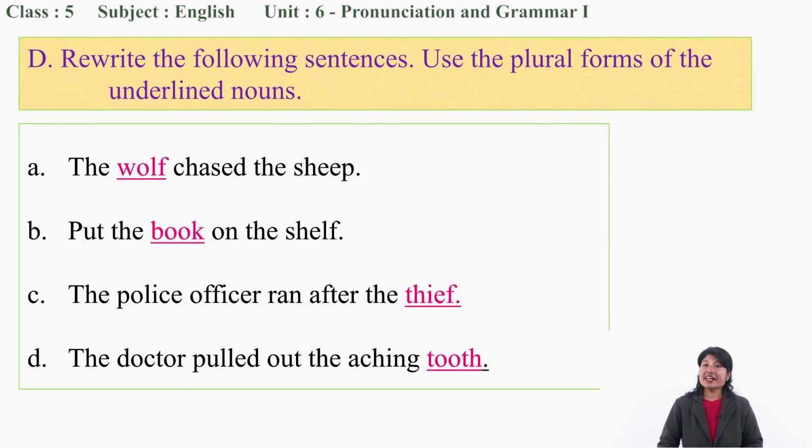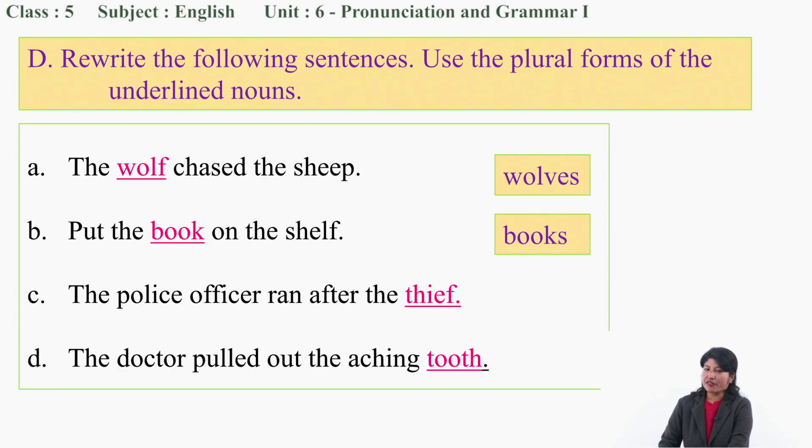Alright. Exercise D. Rewrite the following sentences. Use the plural forms of the underlined nouns. Okay, underlined nouns we can see over here. Wolf, book, thief and tooth. So what is the plural form of wolf? Yes, the plural form is wolves. W-O-L-V-E-S, wolves. What about book? It's easy, right? Book, books. What about thief? Thief, thieves. And tooth, teeth, of course.